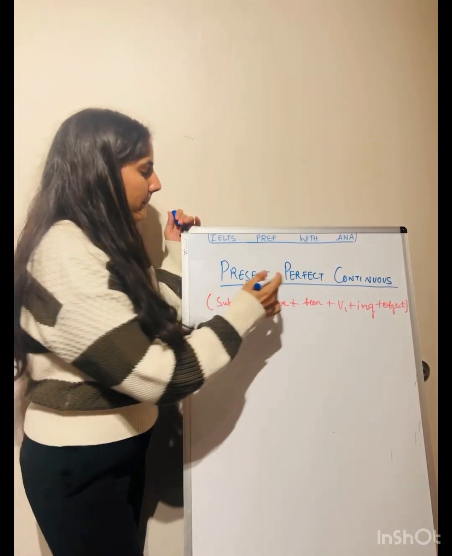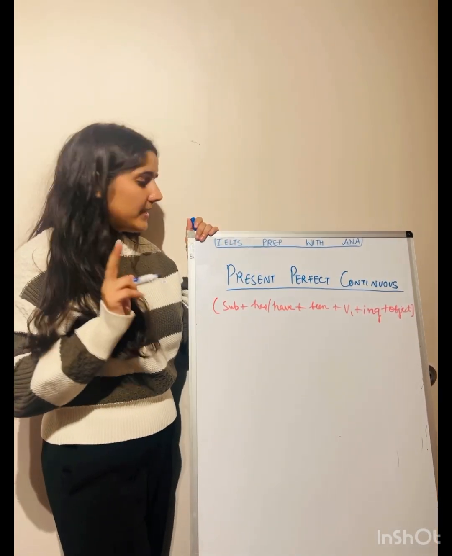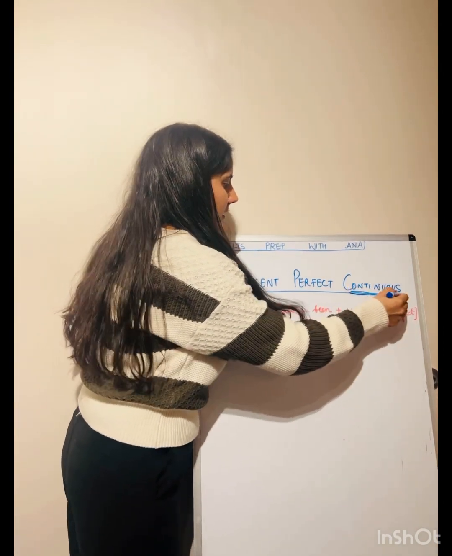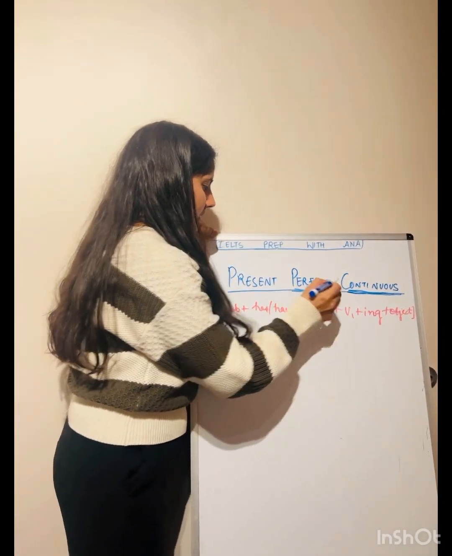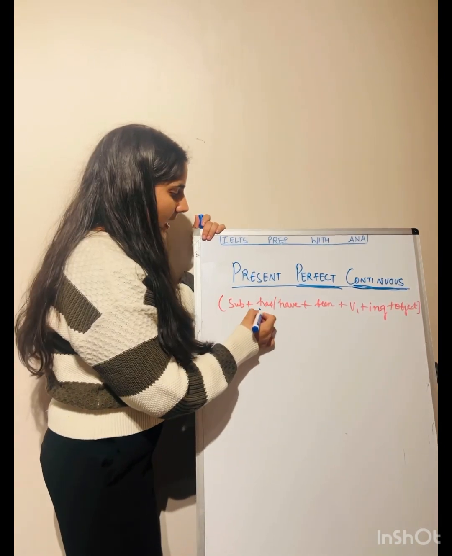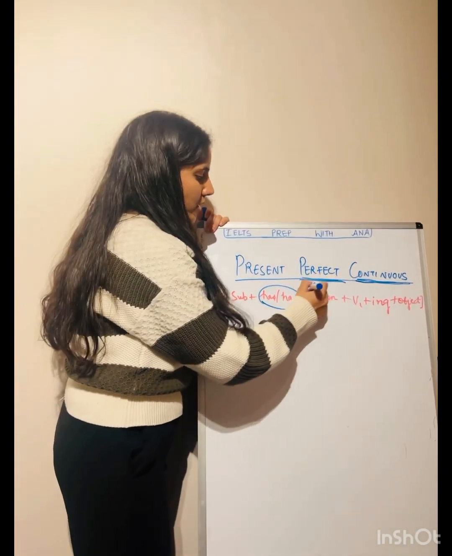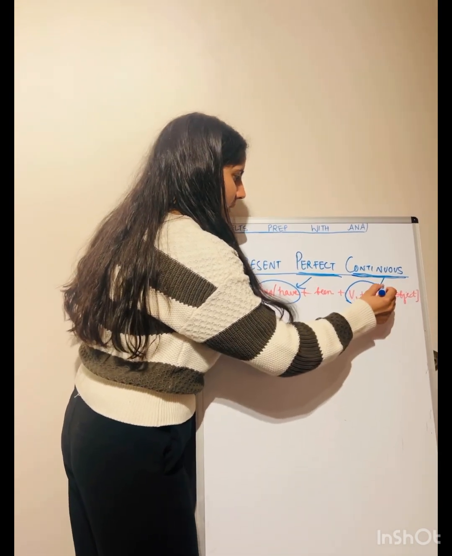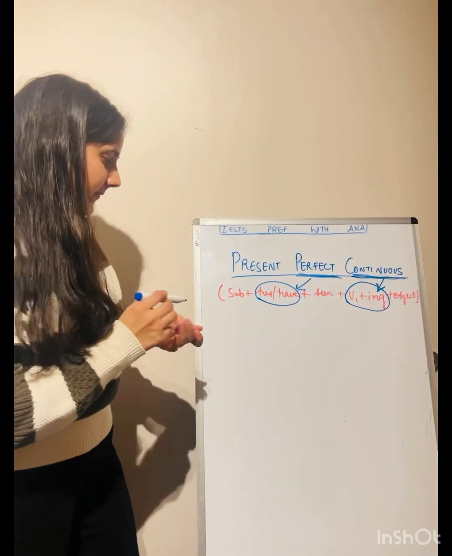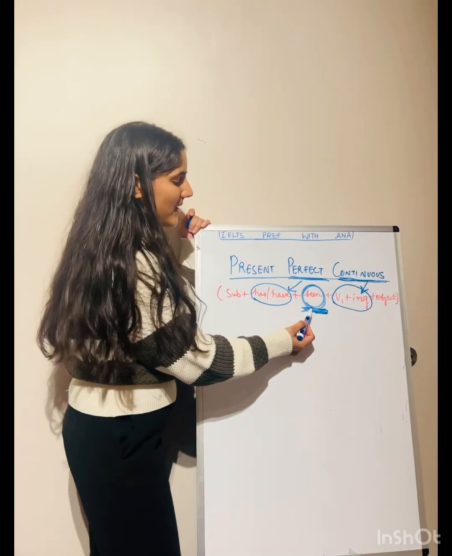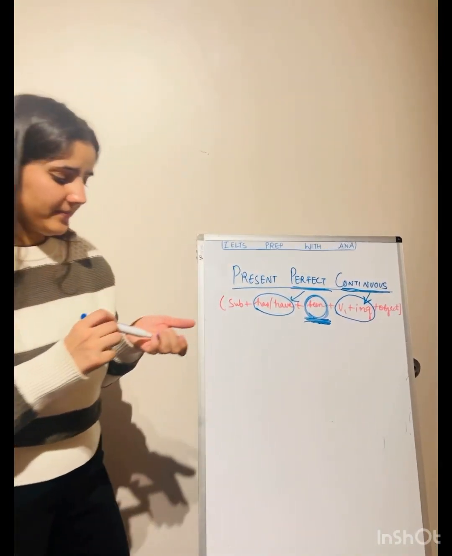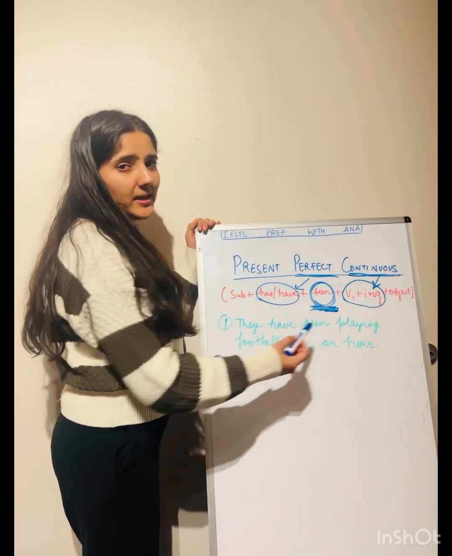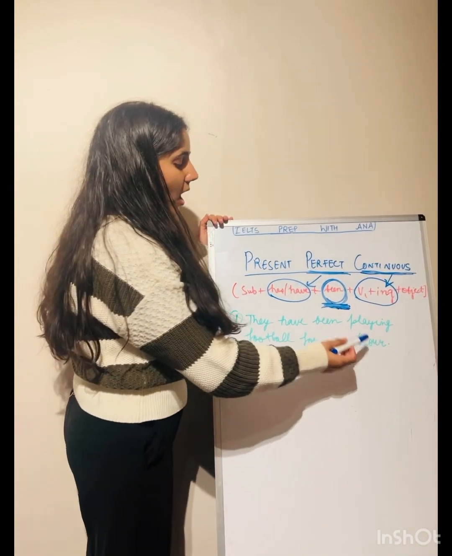So here it's actually a combination of two tenses, continuous and perfect. In perfect tense we use has, have, and in continuous tense we use verb first form and ing. So it's a combination of both. But been is specific to this sentence. So the first example is, they have been playing football for an hour.